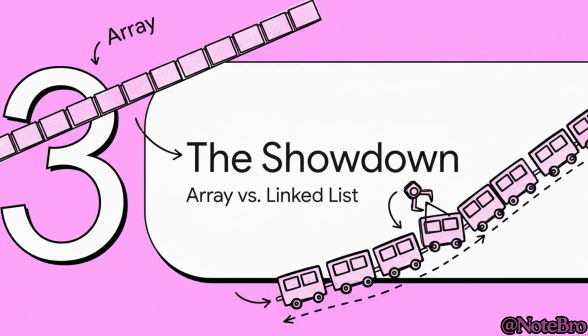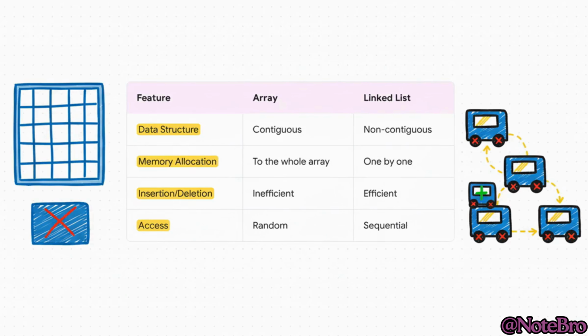Okay, so this is absolutely crucial to understand. There's no single best data structure. It's all about picking the right tool for the job. So let's put arrays and linked lists head to head and see where they shine. This chart just paints such a clear picture.